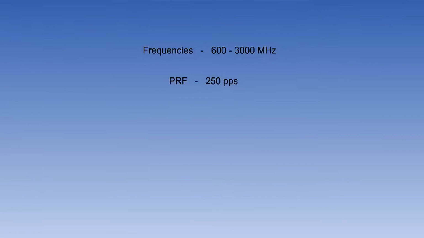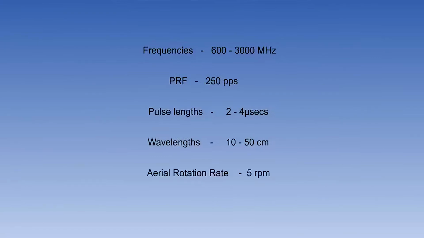For long-range radars, the pulse lengths and wavelengths are relatively long, between 2 to 4 microseconds, and 10 to 50 centimeters respectively. The longer pulse length ensures that the target is illuminated for sufficient time to give a good return at a long distance. They are required to see a very large area, so a slow aerial rotation rate of around 5 revolutions a minute is used. These characteristics give them ranges of 200 to 300 nautical miles.